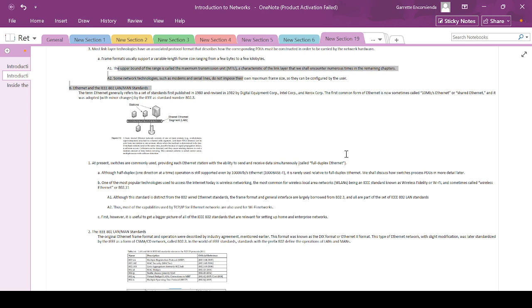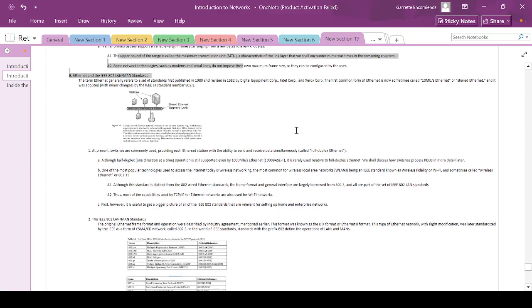Some network technologies such as modems and serial lines do not impose their own maximum frame size, so they can be configured by the user. So a serial line, such as those for DSL or for landline and some modems, do not enforce this upper bound or frame size, so they can be configured by the user.